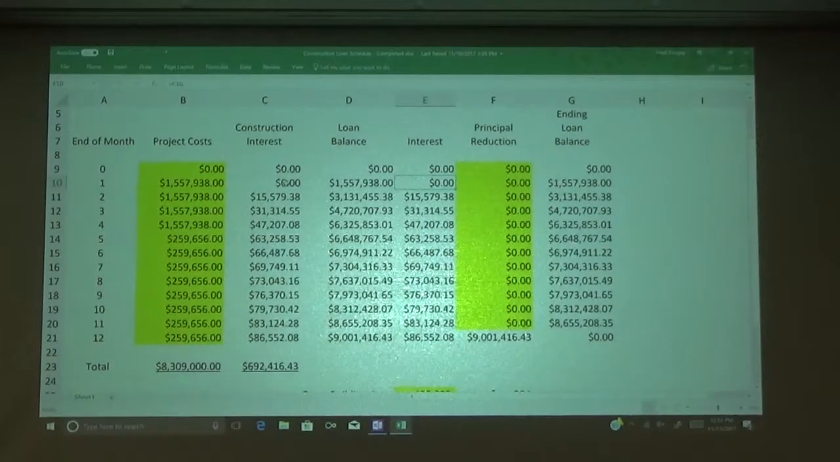Real quick, does anybody else have a problem opening up the Excel spreadsheet on a Mac? Yeah, just change the font. When you open it, you're not getting any numbers. You have to change the font. I have no idea why.